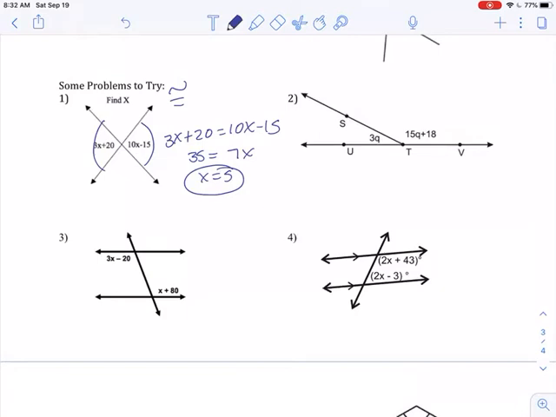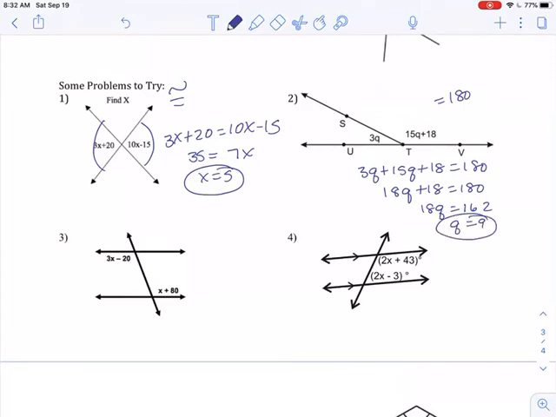Number two, those are angles that form a line, and angles that form a line equal 180. So I'm going to take the angle on the left plus the angle on the right, and set it equal to 180. Now these are like terms, so I'm going to add them together. Then I'll subtract the 18, and then I'll divide by 18. And I get Q equals 9.